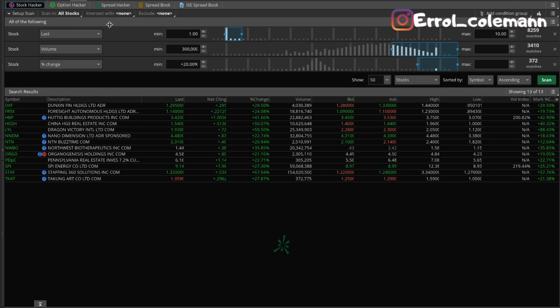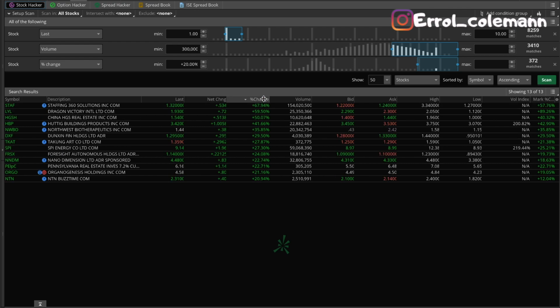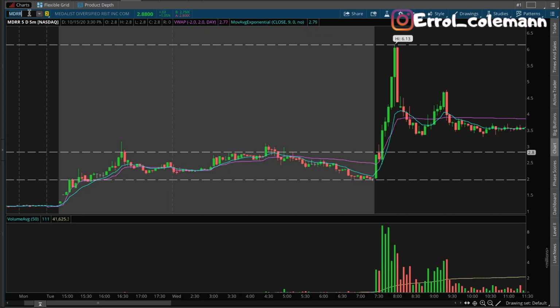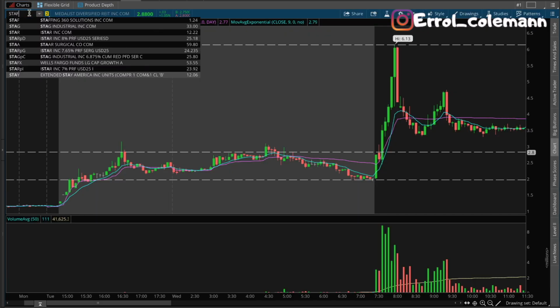So let's go back to the scan. Let me go by percent change. Let me put top percent at the top. So you can see if you're scanning, you can also adjust these by how much they're gapping up. STAF went off today, up 67% right now. The market is closed, so this is what it closed at. But let's just see what STAF did for today, because it's the highest gapper.